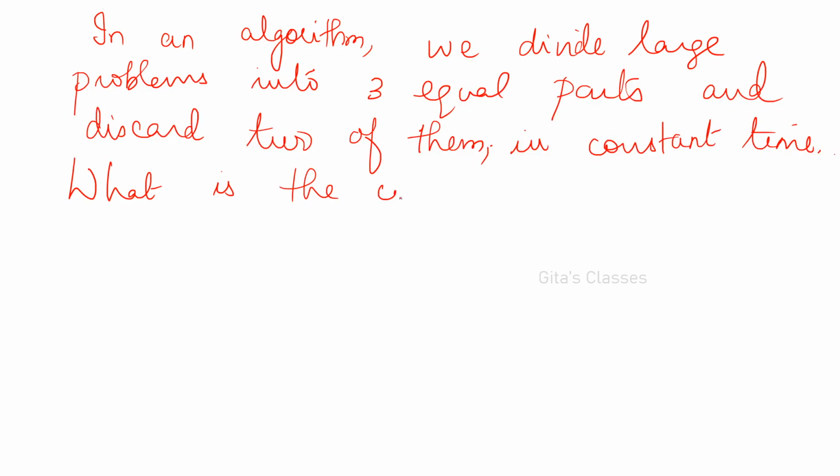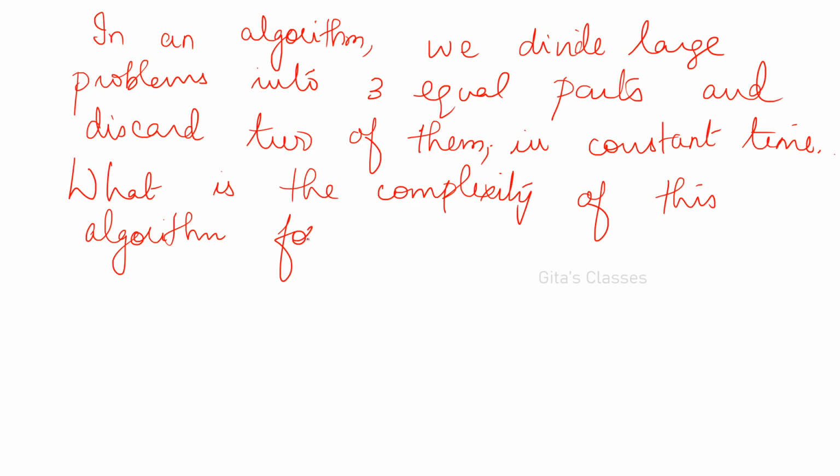What is the complexity of this algorithm for size n? For our convenience, let us take n as 3 to the power k, because we are dividing it into 3 equal parts. So how will you solve this? Here T of n is what? 1 into T of n by 3, where A is 1, B is 3, 3 equal parts.